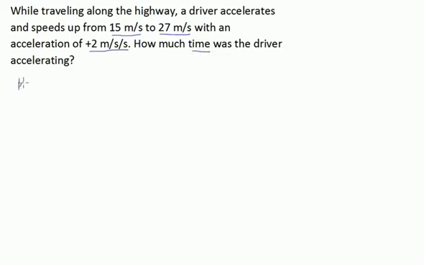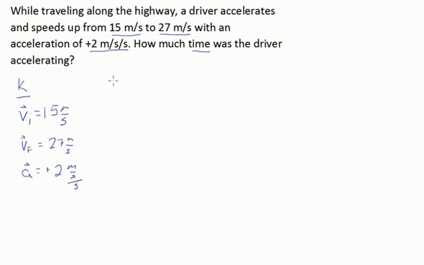So start off by identifying our knowns. Our first one here is 15 meters per second. And it says it speeds up, so that's a velocity. So we have an initial velocity. And speeds up to 27 meters per second. So that will actually be our final velocity of 27 meters per second. And also we had an acceleration. Here it tells us directly that's an acceleration of positive 2 meters per second squared.